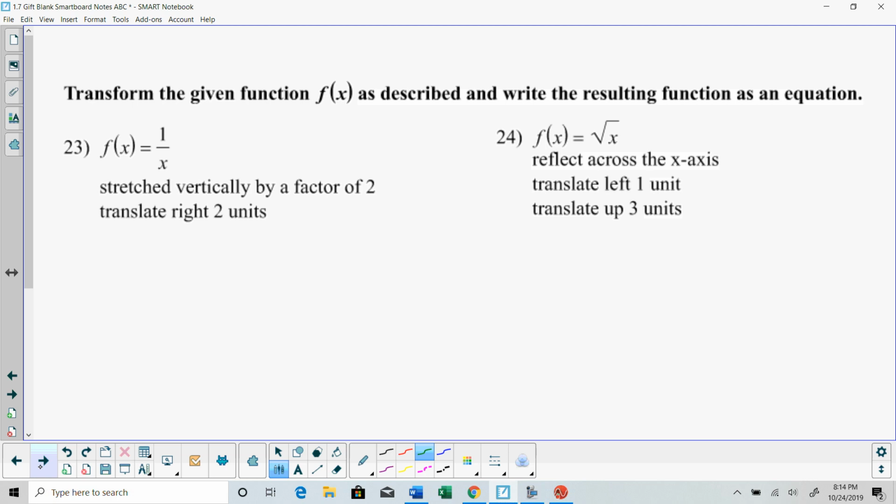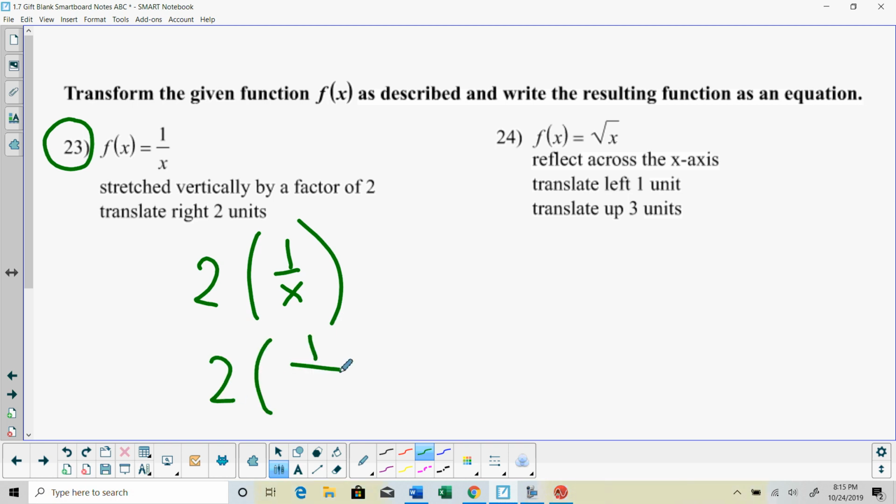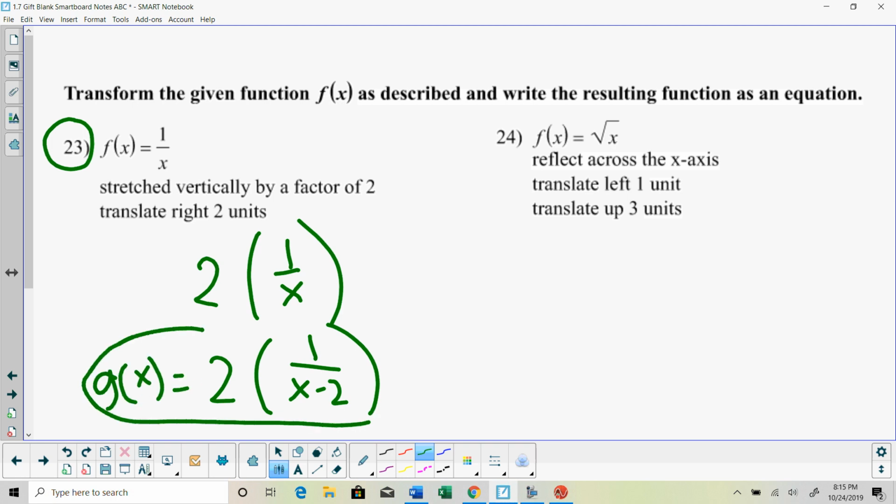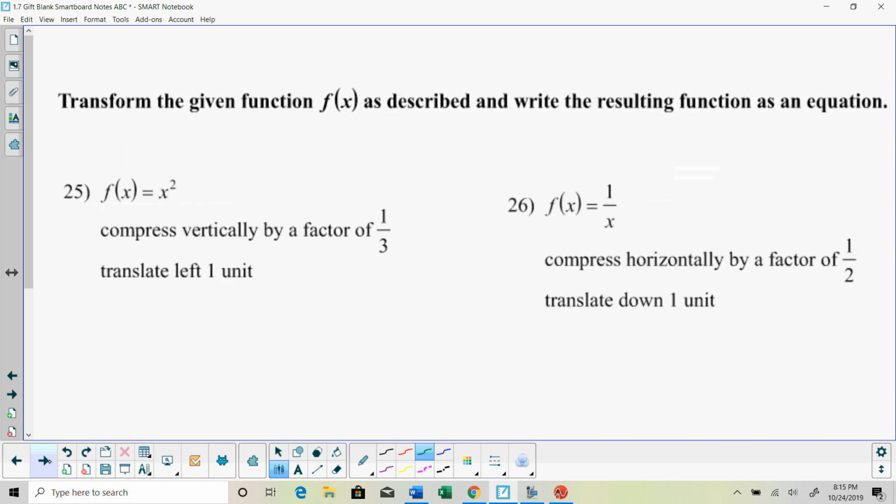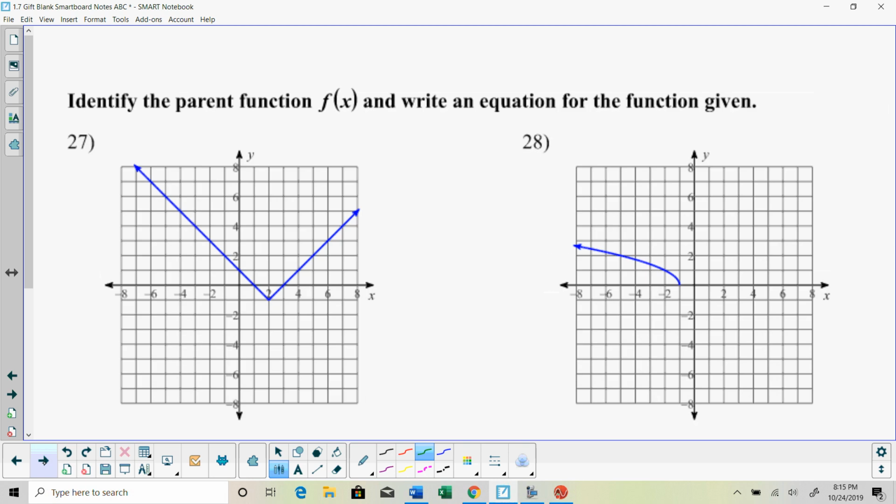So for example, with number 23, if I want to stretch this function vertically by a factor of 2, I have to multiply the whole function by 2. And then I also want to translate it right 2 units, which means I need to go in and subtract 2 from the x. So I think that this would be our final answer here for this one. And that's the kind of thing that you're going to do with these problems. All right, and let's take a look at 27.